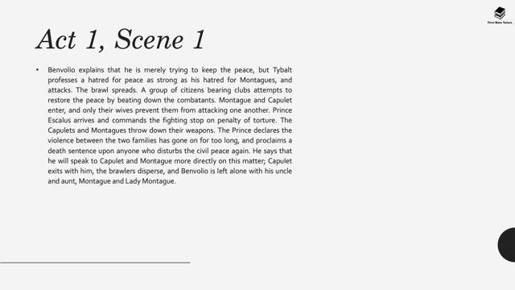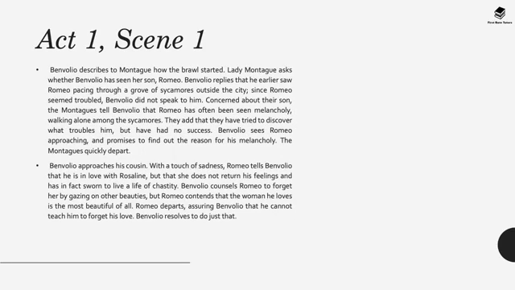Lord Capulet leaves with him and the brawlers disperse, and Benvolio is left alone with his uncle and aunt, Montague and Lady Montague. Benvolio describes to Montague how the brawl started, and Lady Montague asks whether Benvolio has seen her son Romeo. He replies that he earlier saw Romeo pacing through a grove of sycamore trees outside the city, since he was troubled. Concerned about their son, the Montagues tell Benvolio that Romeo has often been melancholy, walking alone among the sycamores. They add that they've tried to discover his troubles but have had no success.